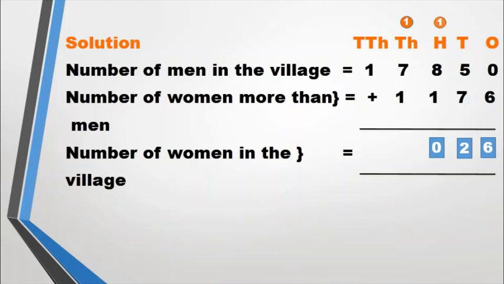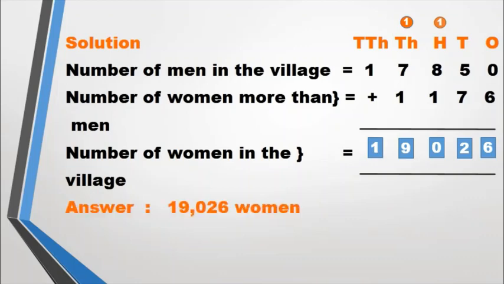7 plus 1 is 8 plus carry over number 1. It is 9 in the thousands place. Now we have only 1 in the 10,000s place. So we will write 1. Now the women in the village. How many are there, children? 19,026 women are there in the village.